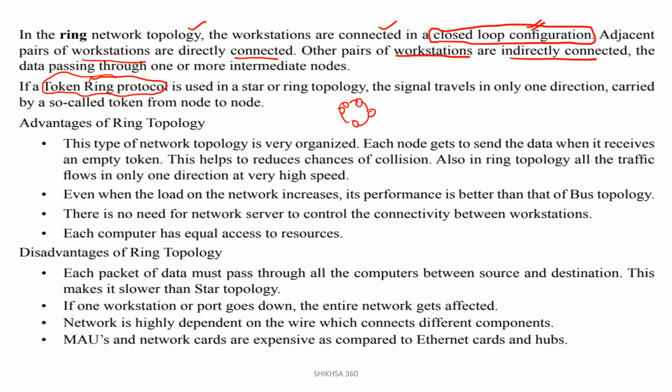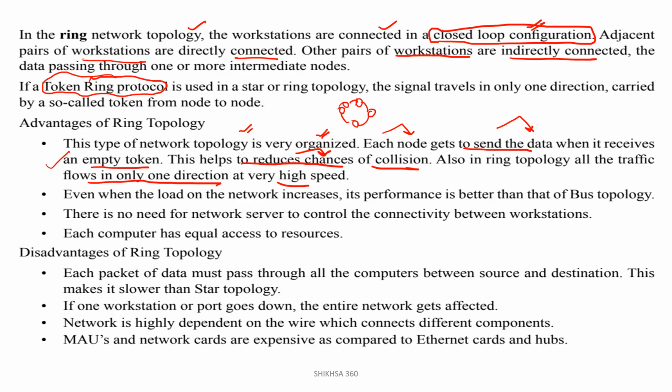Now let's discuss the advantages of a ring topology. In the ring topology also, all systems are interconnected with each other. This type of network topology is very organized. Each node gets to send data when it receives an empty token. This helps to reduce the chances of collision. Also in the ring topology, all the traffic flows in only one direction at a very high speed.